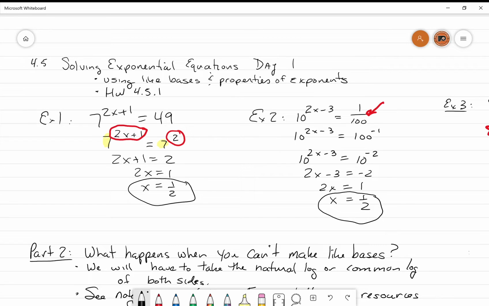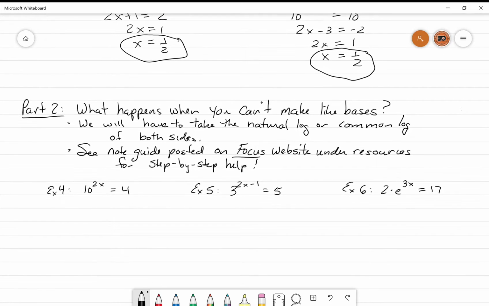Welcome back. This is section 4.5, day 1 still. We just got done solving where like bases were very friendly, easy to find, easy to use. Well, what happens when you can't make like bases? We're going to have to introduce logs and natural logs, preferably natural logs, and use them on both sides. They are a mathematical function, so we can take the natural log or the common log of both sides. The reason we use those two, again, is that it makes it calculator friendly.